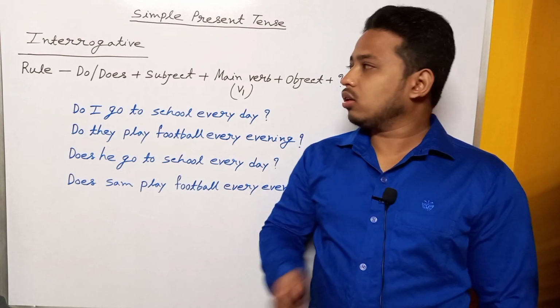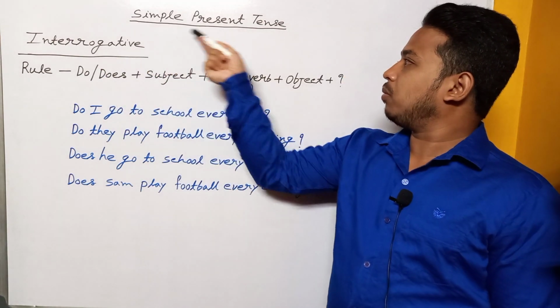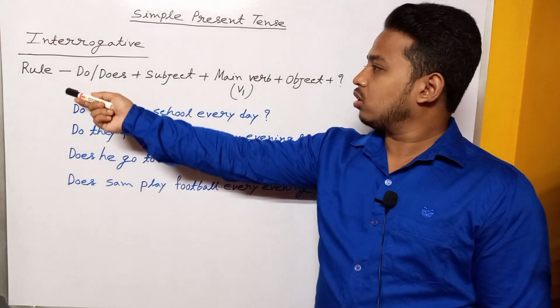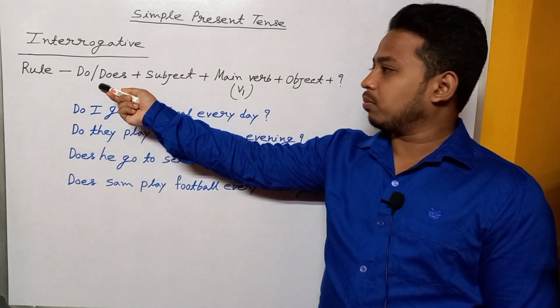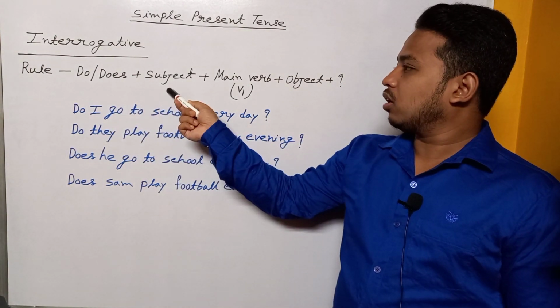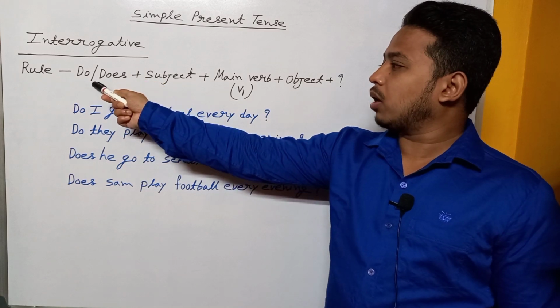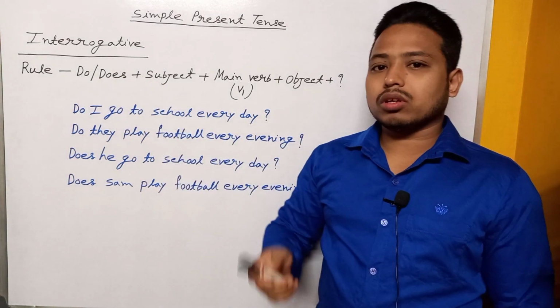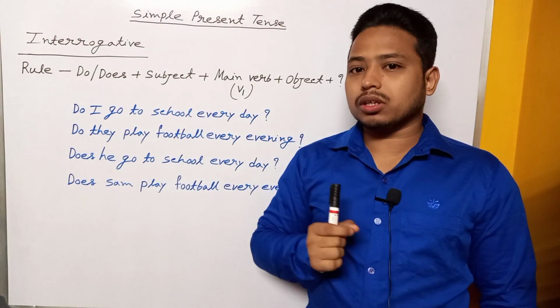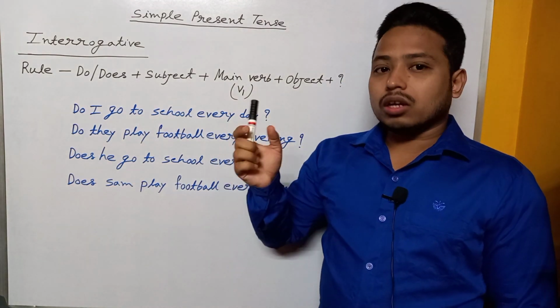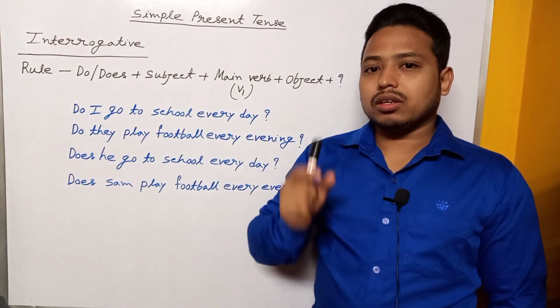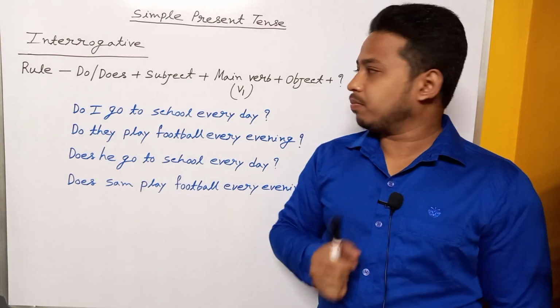Now we are learning the interrogative rule of simple present tense. The rule is do/does helping verb plus subject. I write do/does helping verb before the subject because when we want to make an interrogative sentence, we write the helping verb before the subject. It is a rule of interrogative.